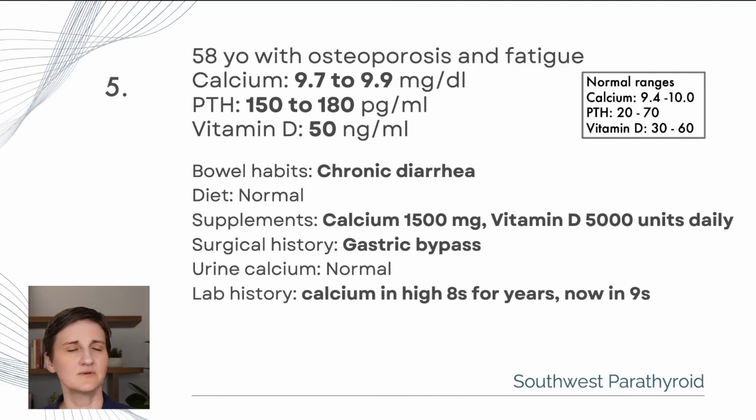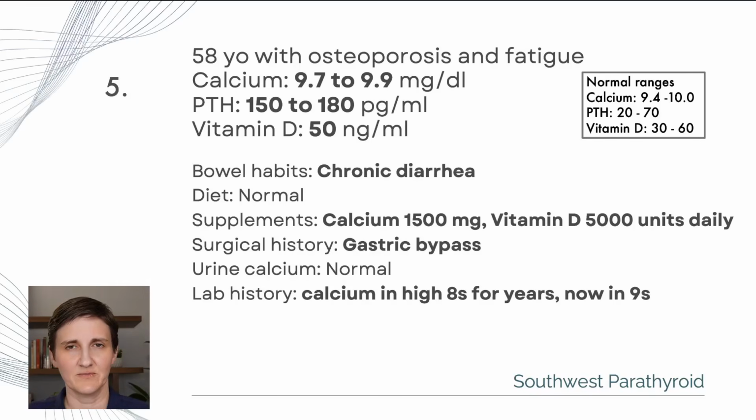Urine calcium is normal. When you look back at her history, you see years of calcium in the high 8s and low 9s. But over the last couple of years, it has gone up because she started taking more supplementation. Now she's on a lot of supplementation and has gotten her calcium level into that true normal range, but her PTH level is still not responding.